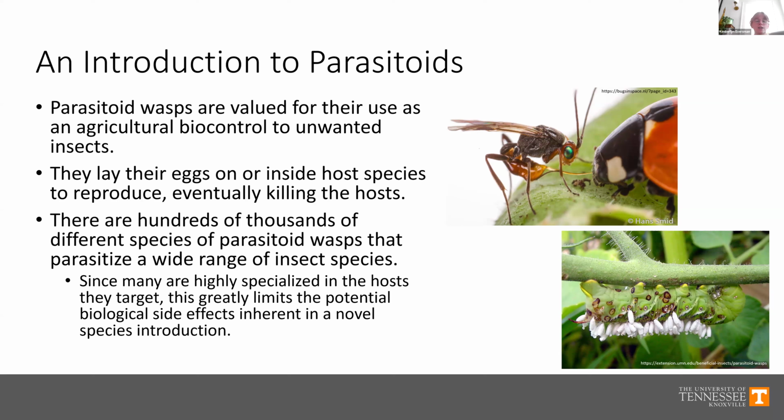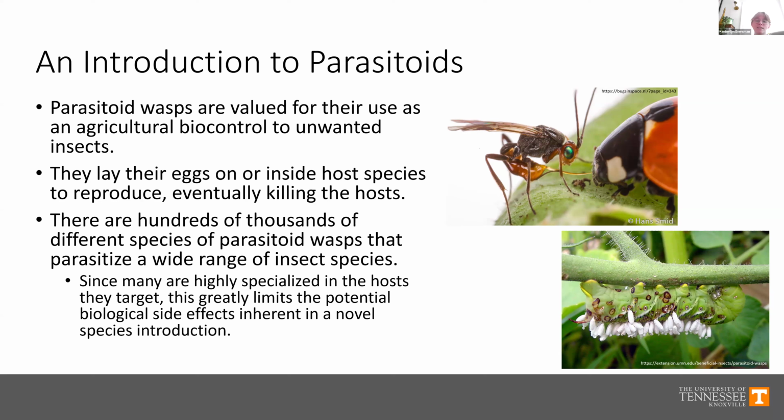And how they actually go about doing this is they lay their eggs either on or directly inside, like you can see in this photo right here. This is a parasitoid wasp laying its eggs inside of this ladybug. They lay their eggs on or inside of these hosts, and then the eggs develop within the host and then emerge, eventually killing the host. So if you've seen the movie Alien, it's kind of like that.